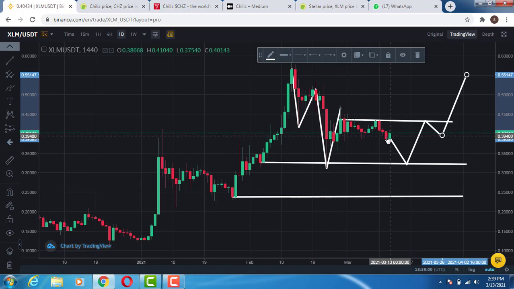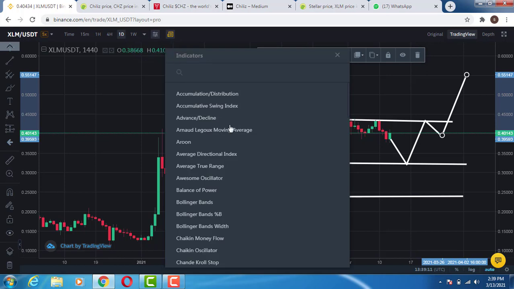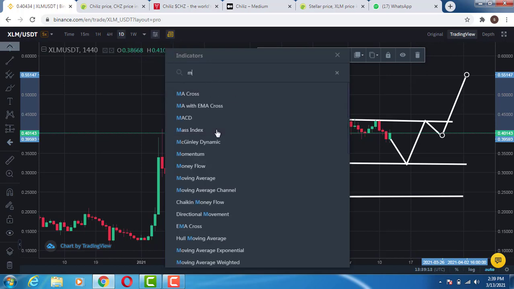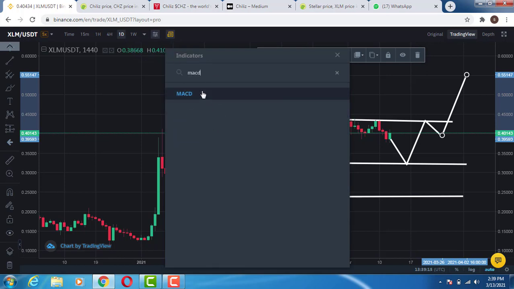So this is the right time to begin to accumulate Stellar Lumen. Now, another factor of confluence that you have to look out for: if you use indicators, I really trade with indicators, you can look at the MACD.